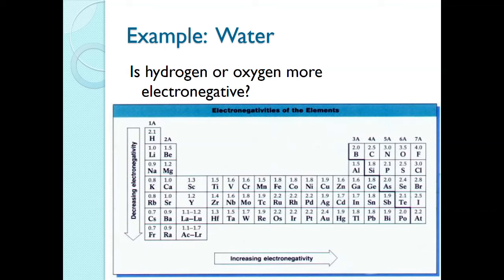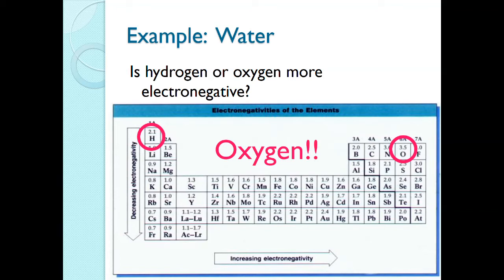So water. Okay, I don't think this is in your notes, but let's just go ahead and do it as an example. So is hydrogen or oxygen more electronegative? So again, hydrogen is 2.1 and oxygen is 3.5. So oxygen is more electronegative.